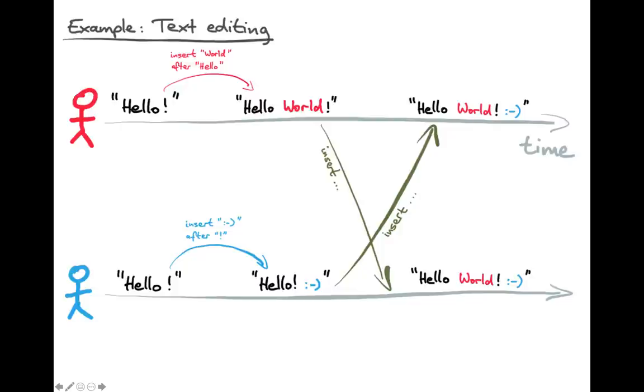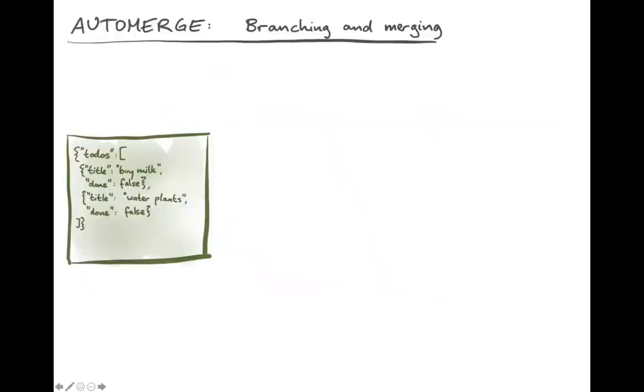In this particular example, it's quite reasonable how we might merge those. We just preserve both of those insertions in the text document so that the end result has the word world before the exclamation mark and the smiley after the exclamation mark. But you can end up also with a lot trickier cases that are not as obvious in how you should merge them. Another example of merging might be if you have a to-do list.